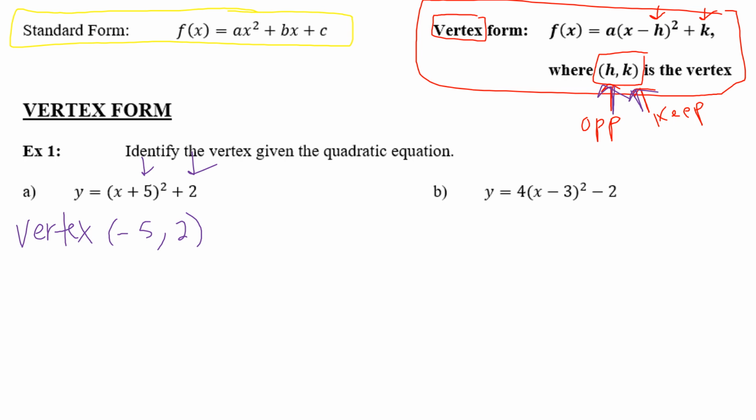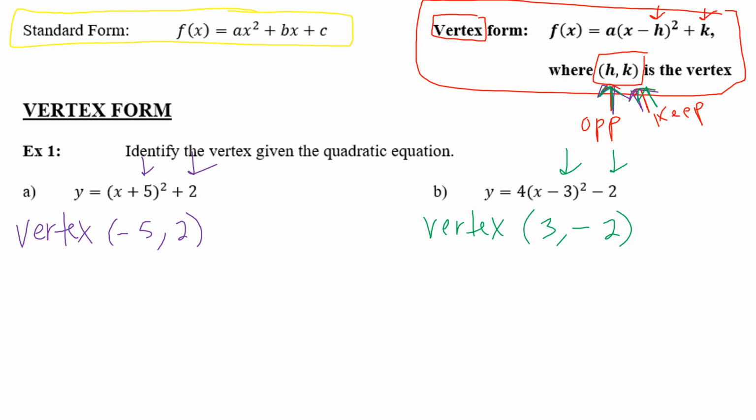Now, moving on to B. B says same directions. We're going to calculate or identify the vertex. h is inside, opposite. So it's minus 3, it's going to become positive 3. k is outside, k stays the same, so it's going to be a minus 2. So the vertex is (3, negative 2).